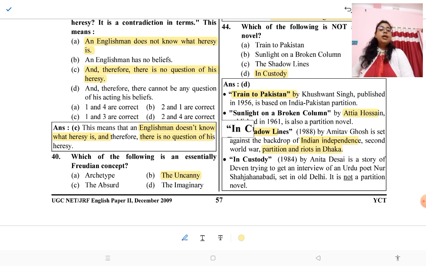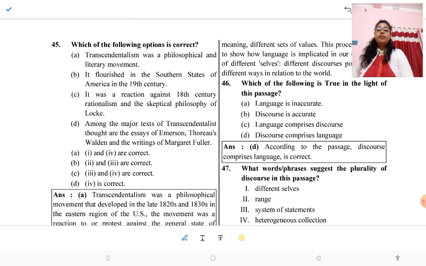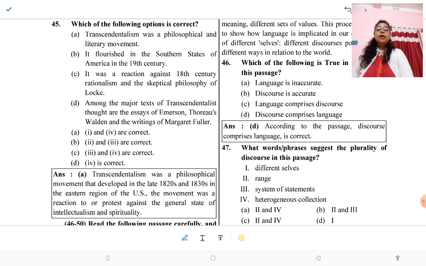In Custody, published in 1984 by Anita Desai, is the story of Deven trying to get an interview of an Urdu poet, Nur Shahjahanabadi, set in Old Delhi, and it is not a partition novel. Okay, then question number 45: which of the following options is correct? The answer will be A.